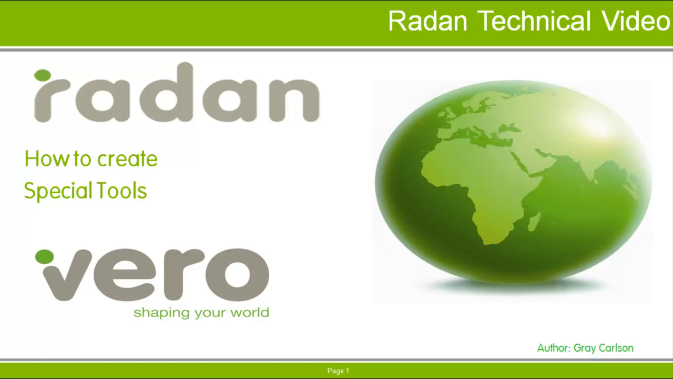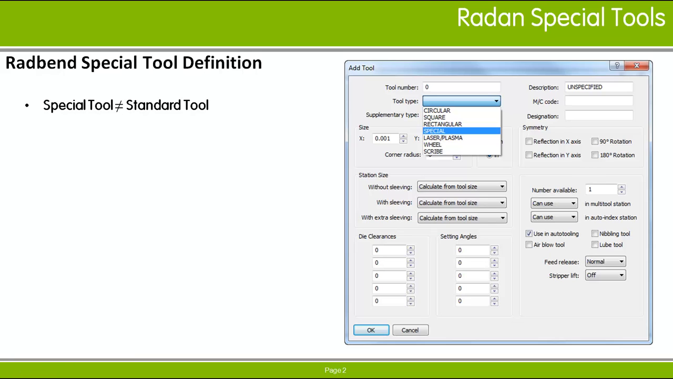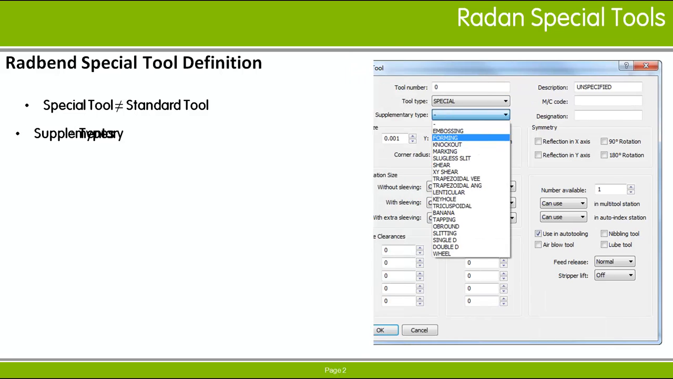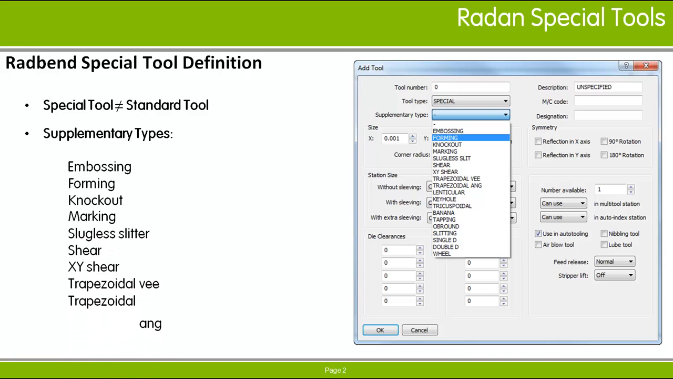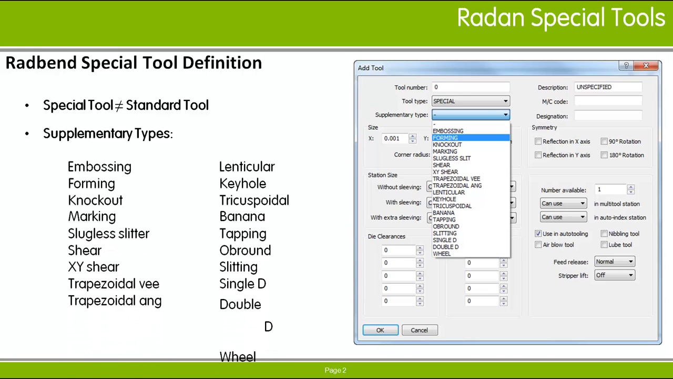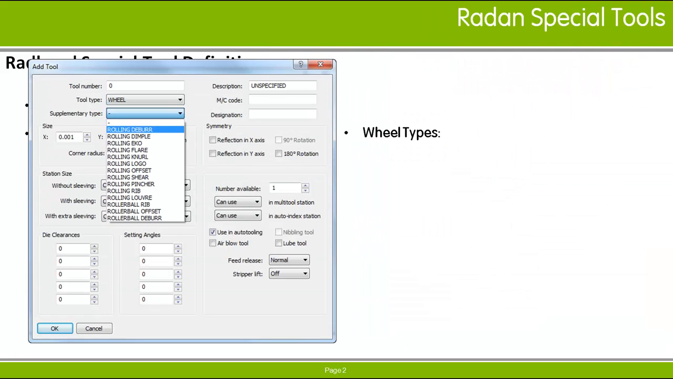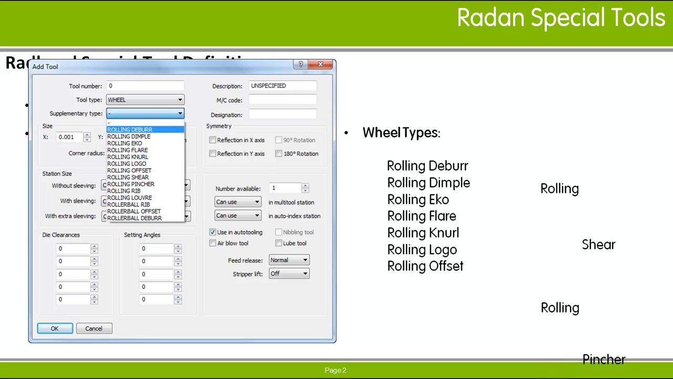This month's video looks at the steps to create a special punch tool in Radan. A special tool is one that does not fall into any of the other tool categories. All the supplementary tool types can be classed as specials, with the exception of the slitters and the wheel-specific supplementary types. However, in certain cases, a supplementary tool type is assigned to another tool type, like a rectangular forming tool.